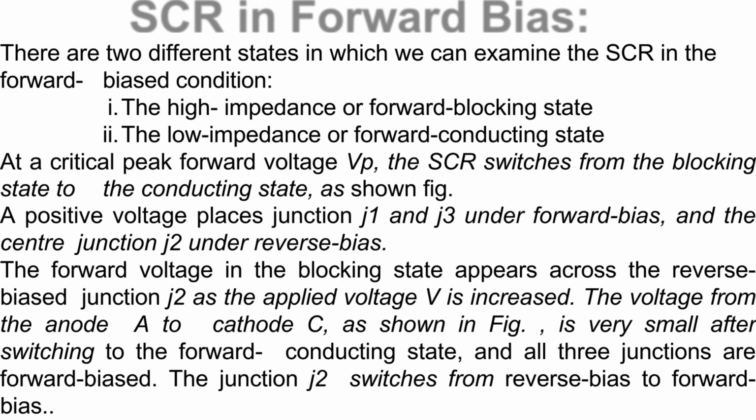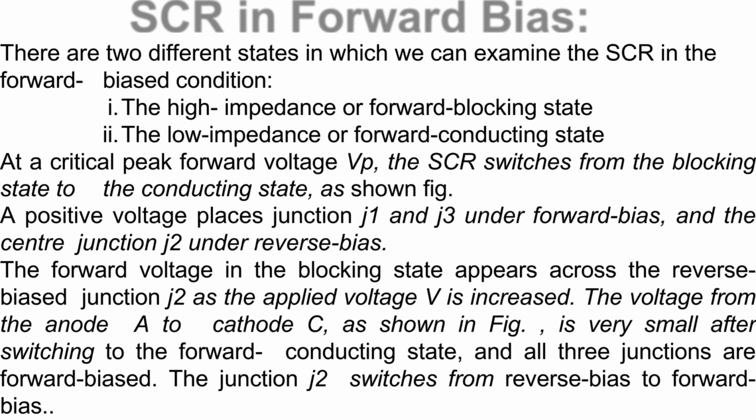SCR in forward bias. There are two different states in which we can examine the SCR in the forward bias condition: the high impedance forward blocking state and the low impedance forward conduction state. At a critical peak forward voltage Vp, the SCR switches from the blocking state to the conduction state, as shown in the figure.